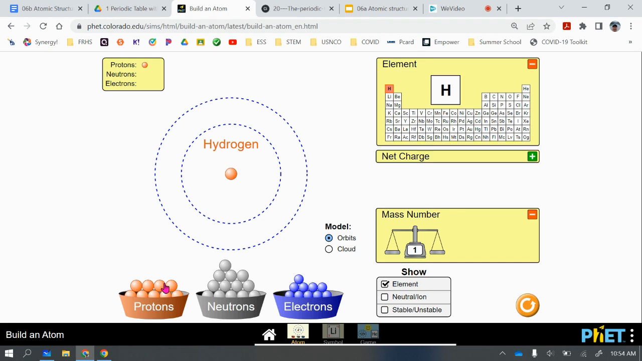All right, so again, let's just review. I've got one proton in the nucleus, so we're at hydrogen here, right? Let's put another proton in the nucleus. I'm trying to get to lithium. And let's put another proton in the nucleus to make it lithium. All right, so 3 protons means we have lithium. Now, you'll notice that this atom of lithium is unstable.